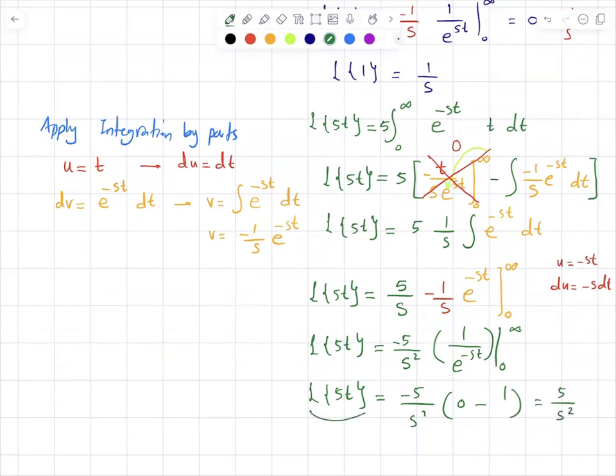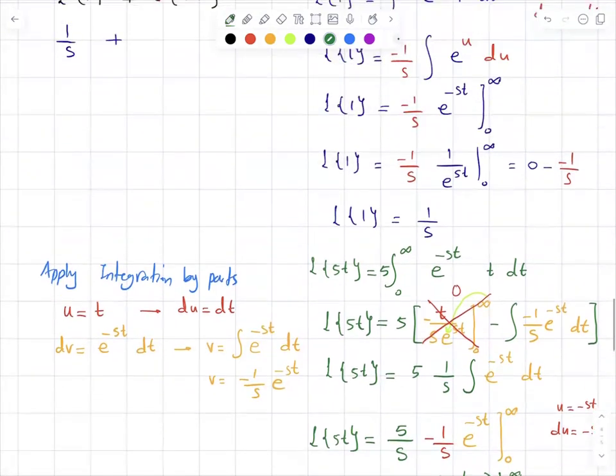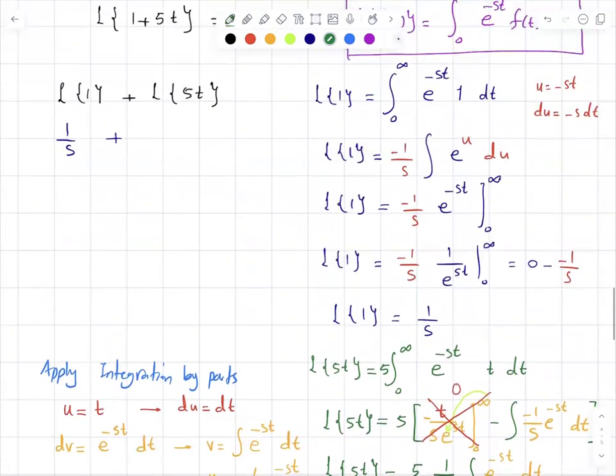This is the Laplace of 5t: 5 divided by s squared. So you're going to copy this down here. So the Laplace of 1 is 1 over s, and the Laplace of 5t is 5 divided by s squared. So you can write it this way: the Laplace of 1 plus 5t is equal to 1 over s plus 5 divided by s squared.